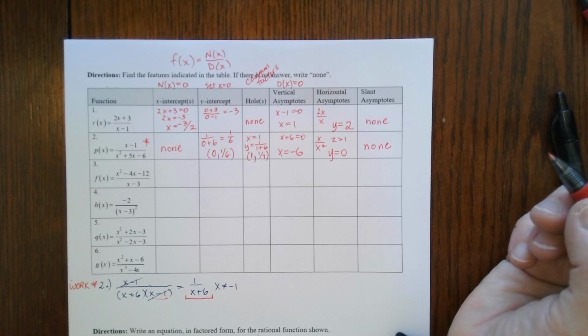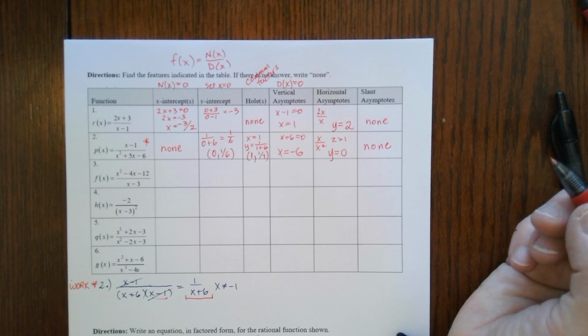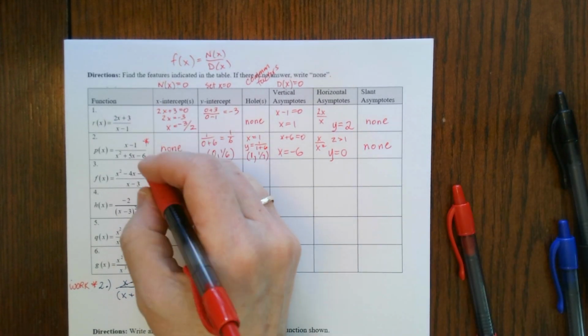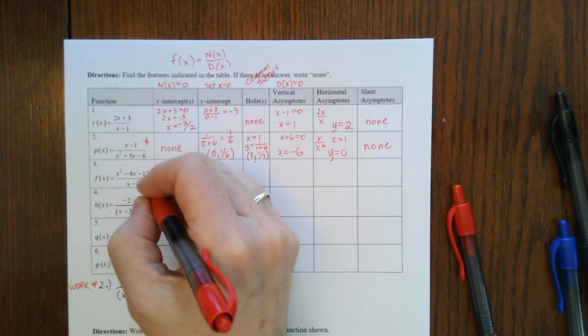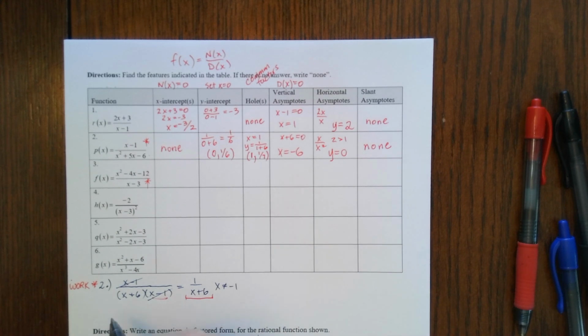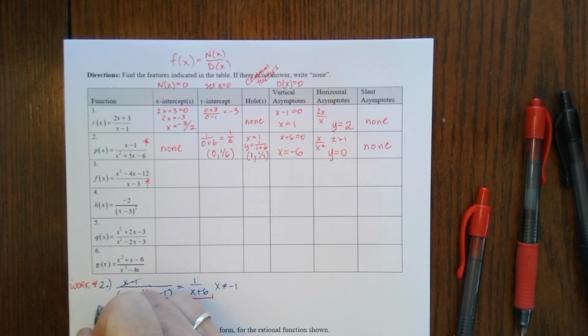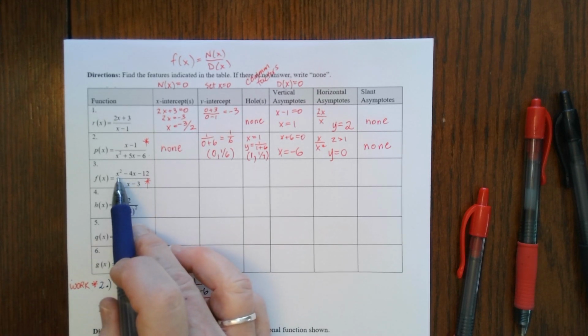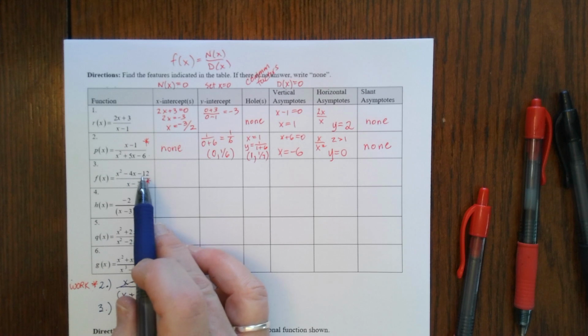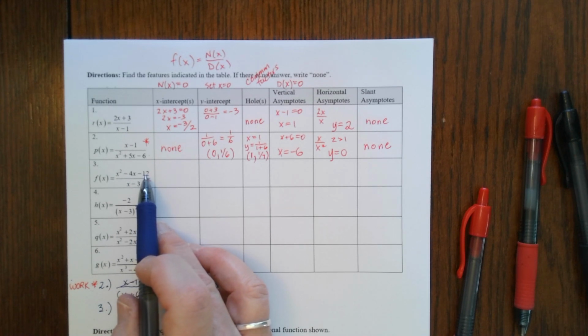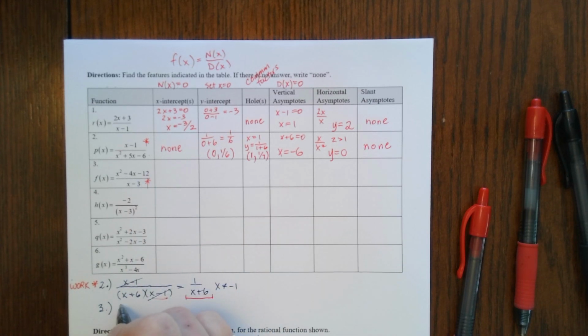Okay, for problem 3, it looks like we need to factor that one too, so I'm going to draw a little asterisk. We need to go factor that. So for 3, let's factor the numerator. Negative 12 would be negative 6 times 2. So we have x minus 6 times x plus 2 in the numerator, and in the denominator we have x minus 3. So none of the factors cancel.